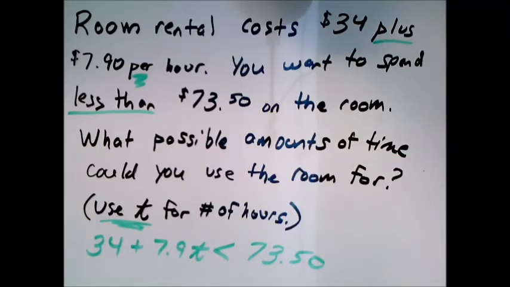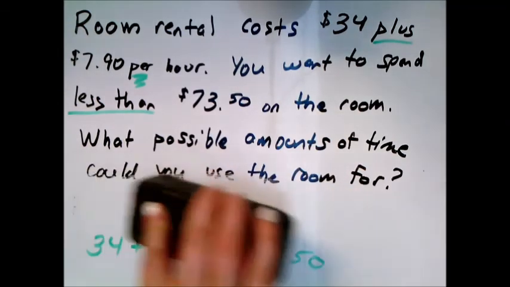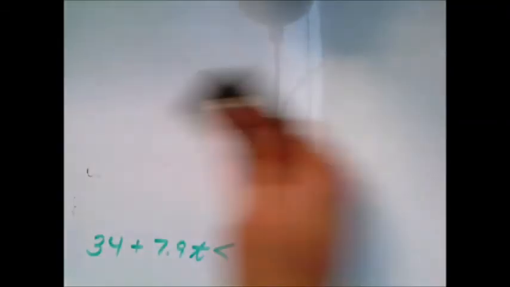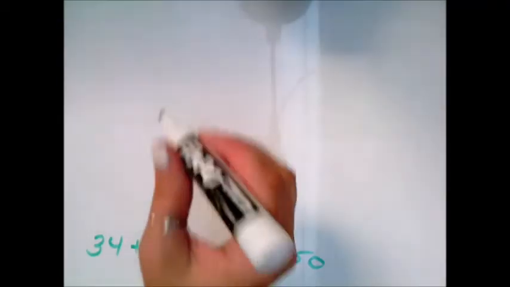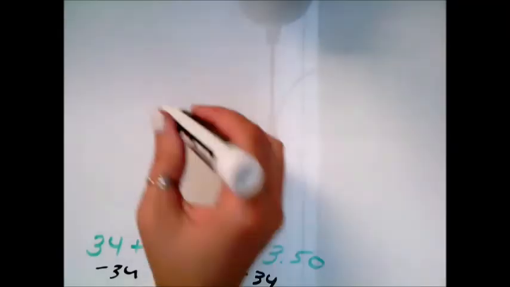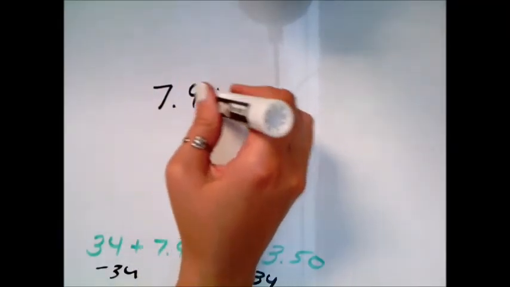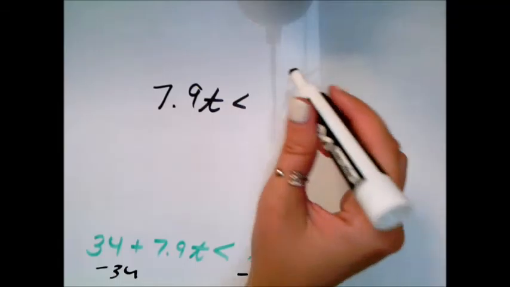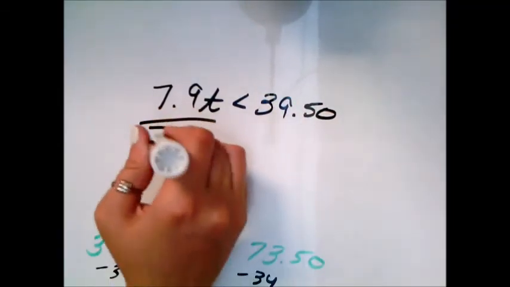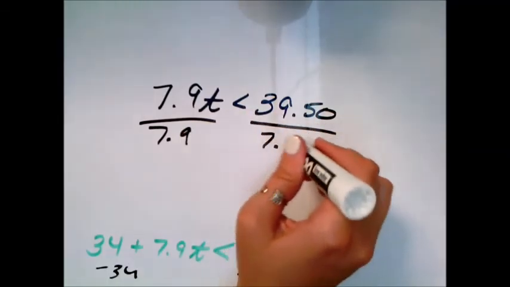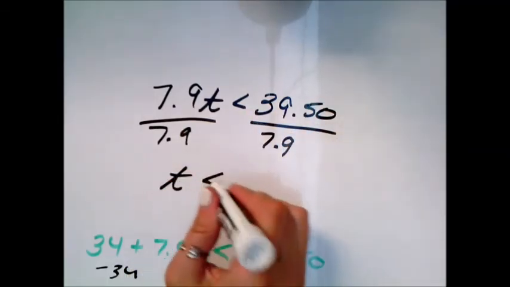So once you get it set up, then we can just do our normal steps to solve the inequality. So probably subtract 34 from both sides. And so we have 7.9T is less than 39.50, and divide both sides by 7.9. So T is less than 5.